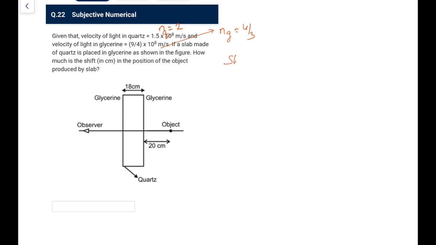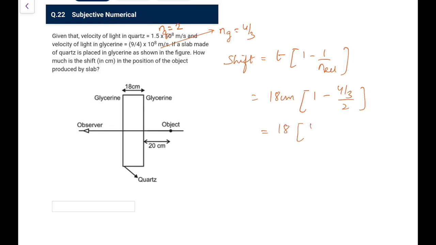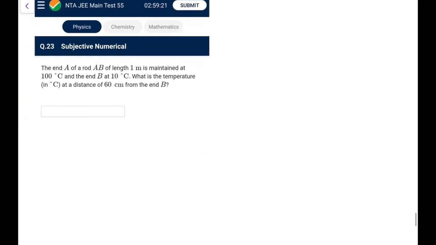So shift, you always remember, shift is equal to T into 1 minus 1 upon that relative mu. So shift is T. T is 18 centimeter. So 1 minus, we always write the smaller upon the greater one. So mu relative, if I have 1 is 2, 1 is 4 by 3. So if I do the relative thing, this would be 4 by 3 divided by 2. I'll get it as 2 by 3. So 18 into 1 minus 2 by 3, that is 1 by 3. That comes out as 6 centimeters. So I can directly go for 6. So it is again a single integer for me.